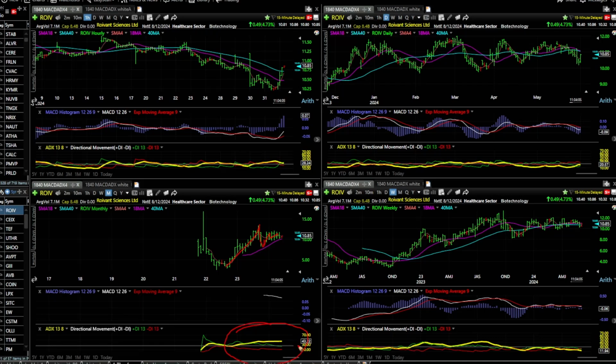This is telling me this needs to go on the list. Now, right now, I'd be looking at it as a monthly, weekly, and this is a low ADX condition. So we got strong ADX on this time frame and low ADX on this time frame. Then I'm going to go and look at the MACD.